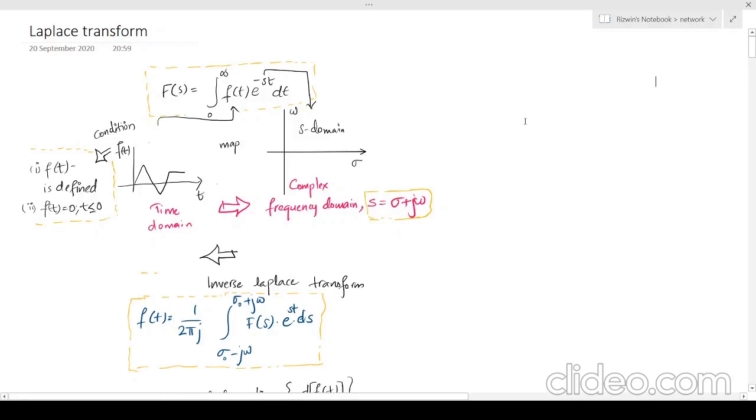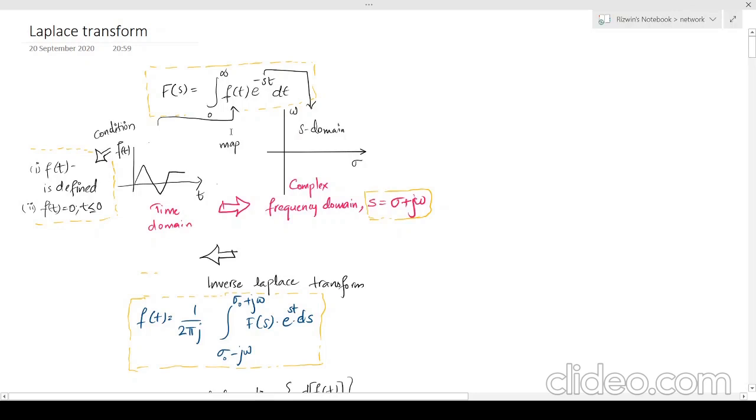Laplace transform is one of the tools used in circuit theory to find a transfer function of an equation, and to convert differential equations into algebraic form for easily finding the solution of differential equations, etc.